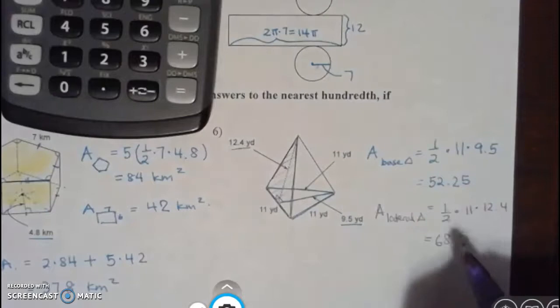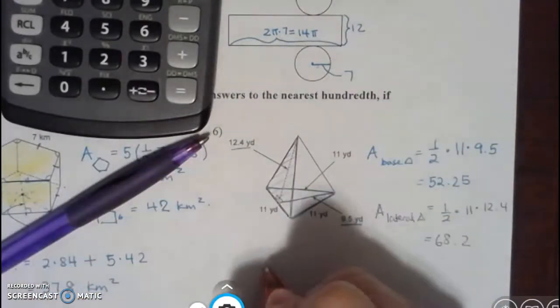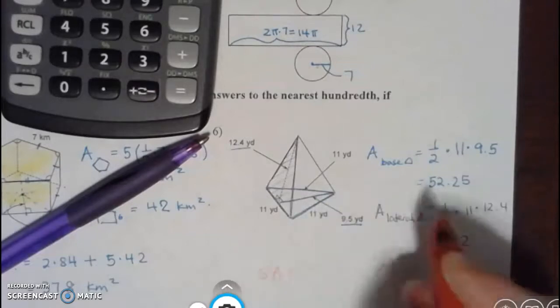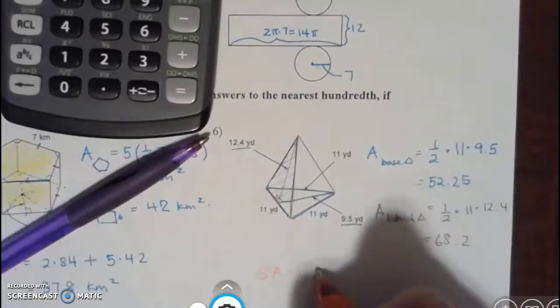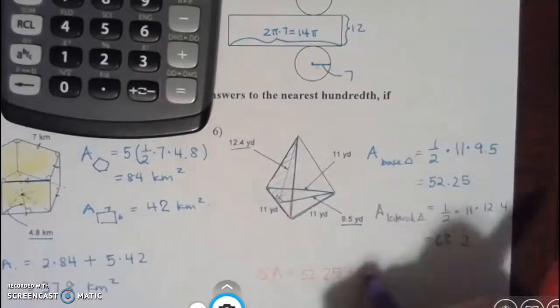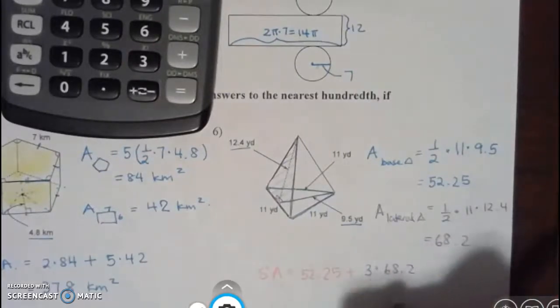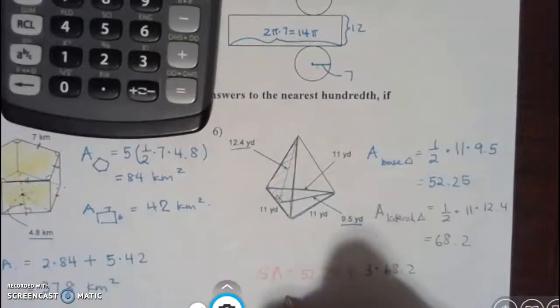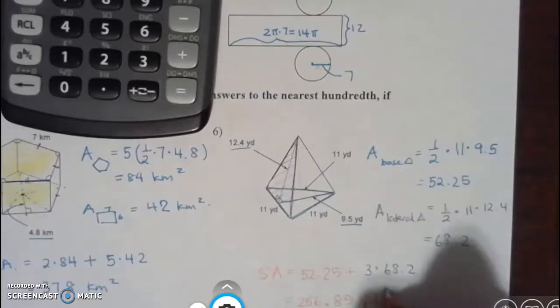Okay, so then what is the total surface area? Total surface area is going to be, there's only one of the blue base. So that's going to be 52.25 plus, what about the lateral sides? There are 3 of the identical ones, so it's going to be 3 times 68.2. And when I add them all together, I get 256.85. The unit is yard squared.